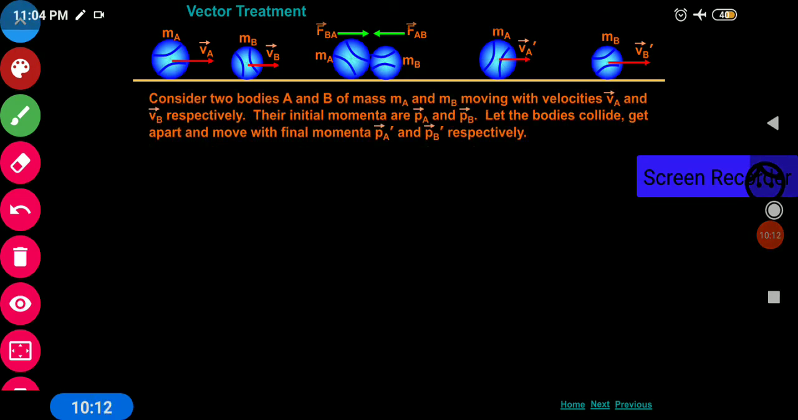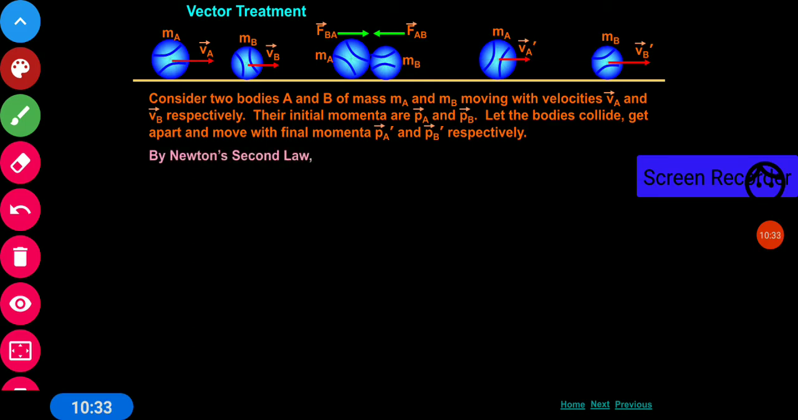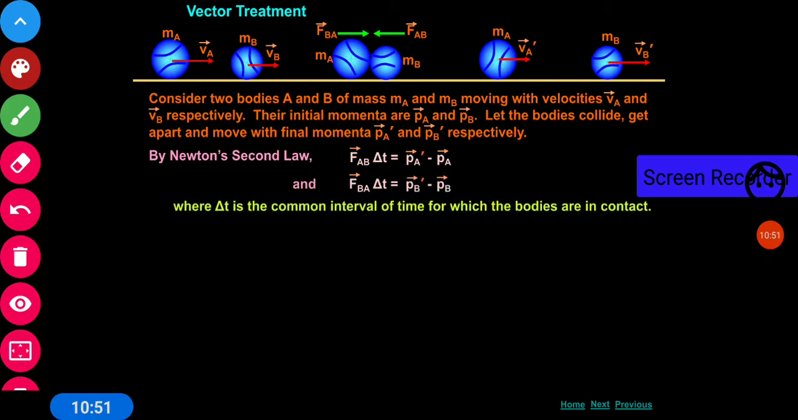Then consider two bodies A and B of masses mA and mB moving with velocities vA and vB respectively. Their initial momenta are PA and PB, and let the bodies collide, get apart and move with final momenta PA dash and PB dash respectively. Then by Newton's second law, force into short time is equal to change in momentum. FAB del t is equal to PA dash minus PA, the final momentum of A minus the initial momentum of A. Similarly, FBA del t is equal to PB dash minus PB, where del t is the common interval of time for which the bodies are in contact.